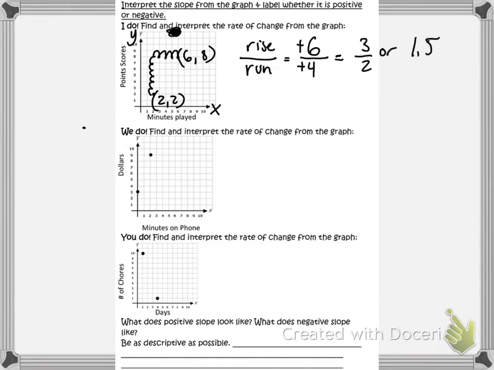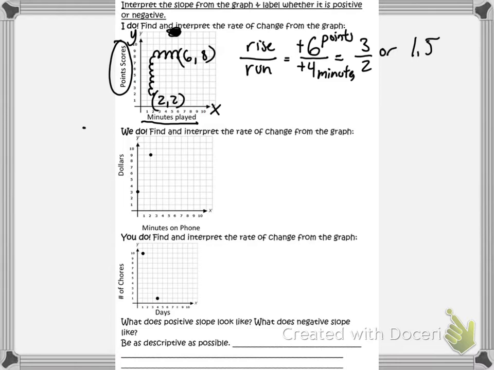But 1.5 what? This number means nothing to me. What does this value mean? So if I look back at my y-axis, my y is going to be points scored. So 6 points scored for every 4. And I look here at my x-axis, 4 minutes. So whoever this person is and whatever game they're playing, they're scoring 6 points every 4 minutes.